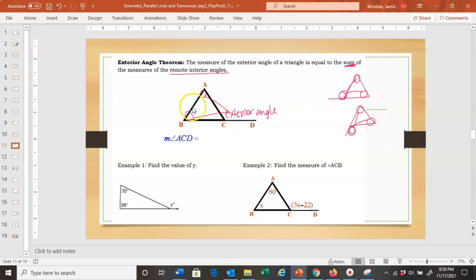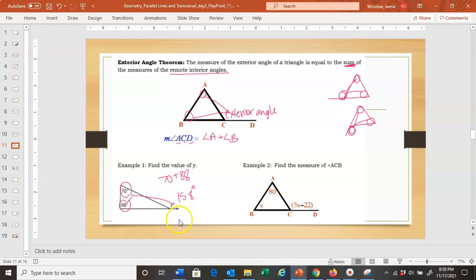And all you do is add these two up. So to find ACD, we're going to add angle A plus angle B. And that's it. And I'll show you why it works in a second. So down here, to find angle Y, all you do is take 70 plus 88. What is that? 158.